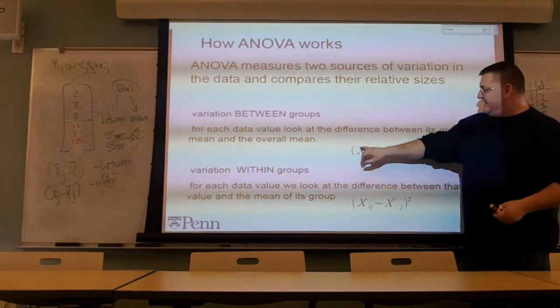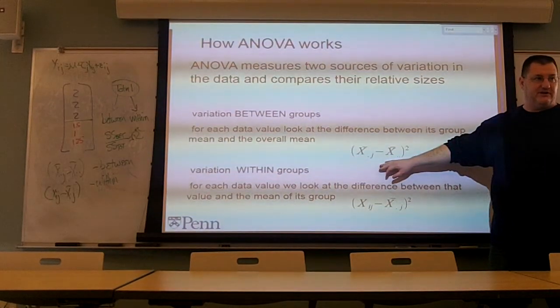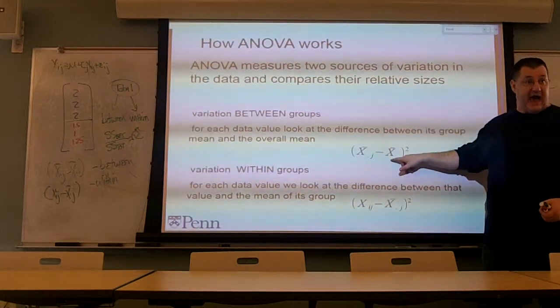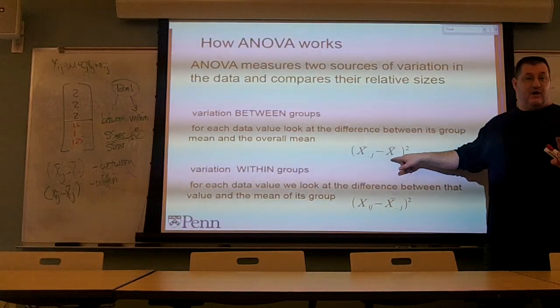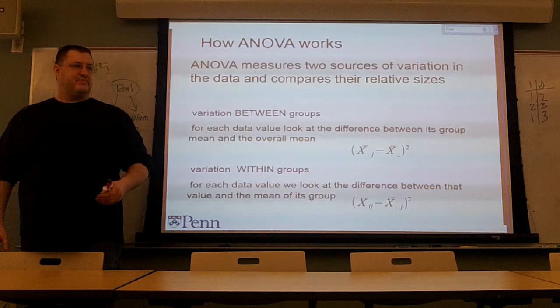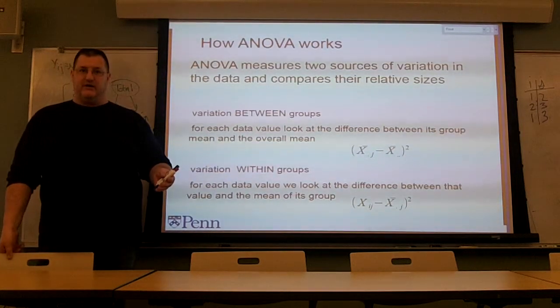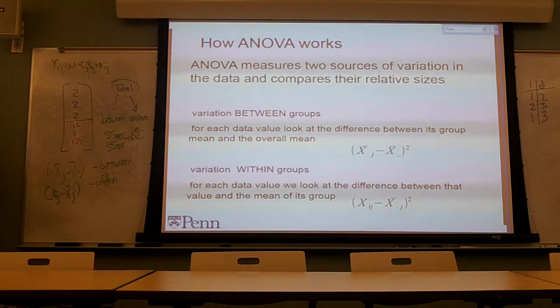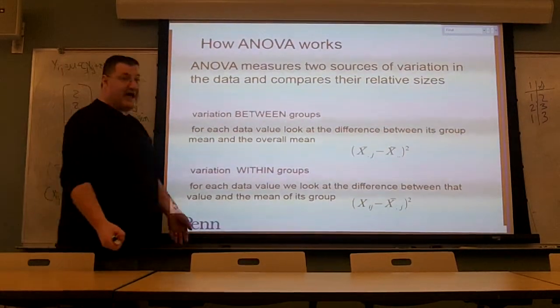Instead of having x bar dot j, when we did regression, what we did was yi minus yi hat. Remember we did that? What's yi hat? That's the expected value of person i, right? Well, if I'm in group j, and all I know about you is that you're in group j, what's your expected value? The mean of group j. It's the same stuff. It's exactly the same.